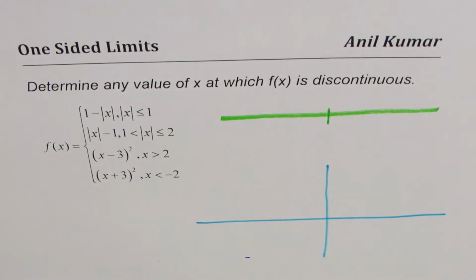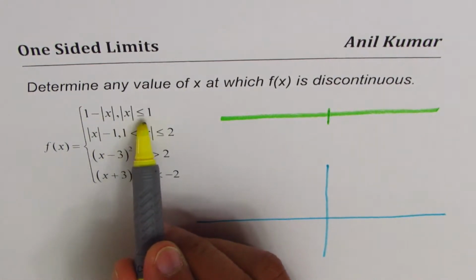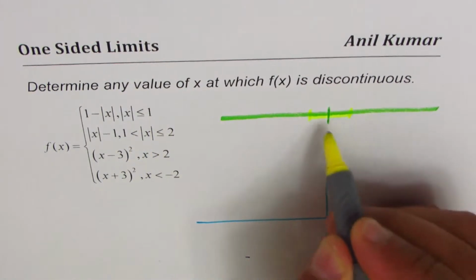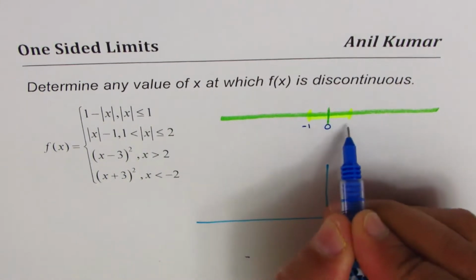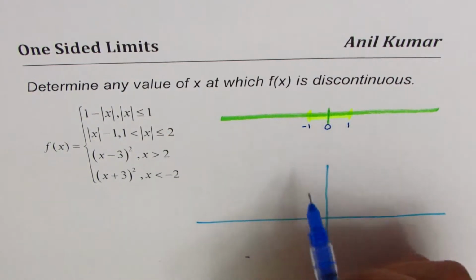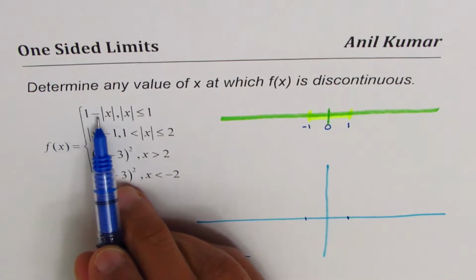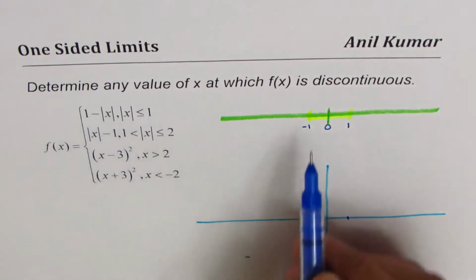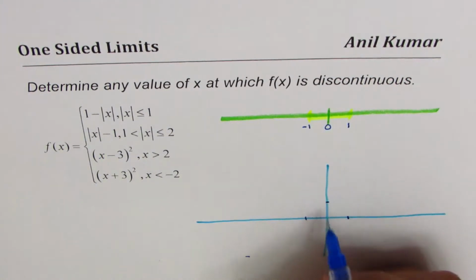Now, if you look at the function, the first piece is when absolute value of x is less than or equal to plus 1. That means it is within this interval. Let's say this is 0, this is minus 1, this is plus 1. So in this interval, the value of the function is 1 minus absolute value of x. How to sketch it? We can take values. If I take 0 here, it is 1. So this is 1 for us.